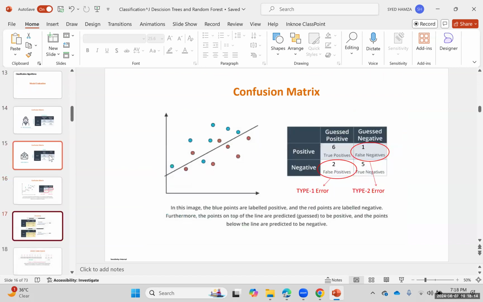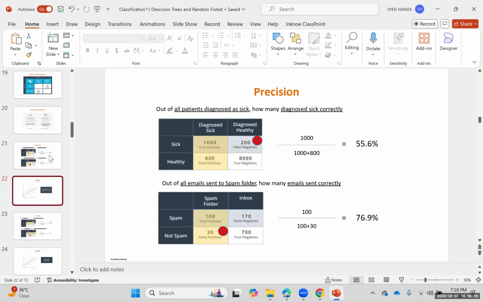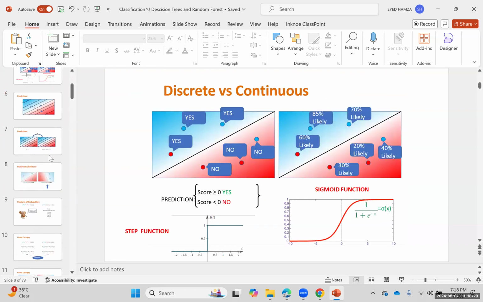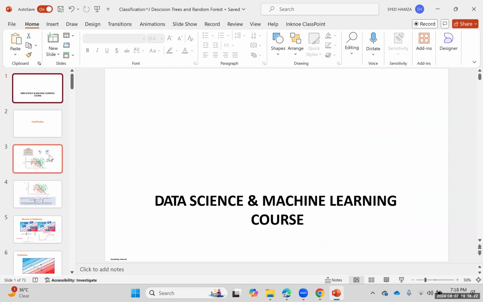We have confusion matrix, accuracy, precision, recall, F1 score. There are a lot of different performance metrics here, like R2 score, residuals, and CV, and a lot of others, like adjusted R2, in linear regression. So here we also have these metrics.